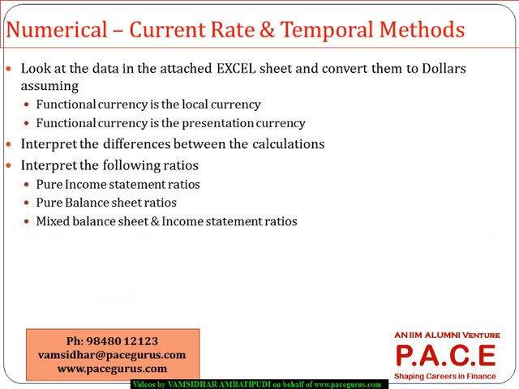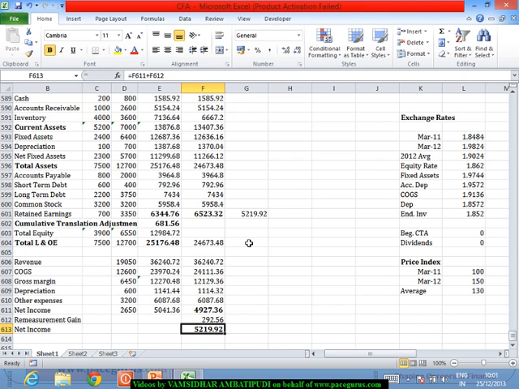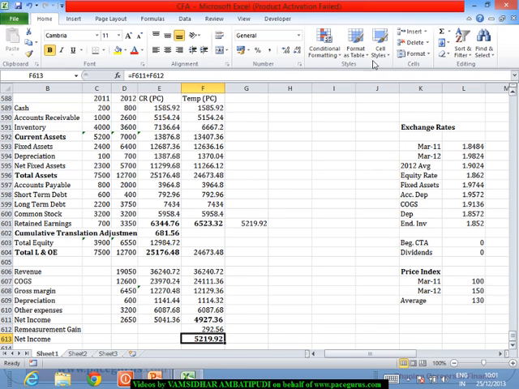So we have looked at these kinds of calculations. In this case, some of the things that I can look at is, I am assuming that the exchange rate is appreciating for the local currency, which means from the presentation currency's perspective, the exchange rate is depreciating. Right? From a presentation company's perspective, the exchange rate is depreciating.